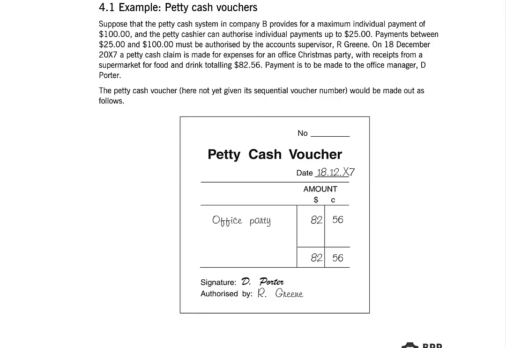Part 1. The rules of the company in this example. Before any payment is made, the company has rules. Rule 1. There is a maximum limit for one petty cash payment. In this example, the maximum individual payment is $100. Rule 2. The petty cash cashier can approve only small payments, up to $25. Rule 3. Bigger petty cash payments must be approved by a higher person. Any payment between $25 and $100 must be authorized by the accounts supervisor, who is R.